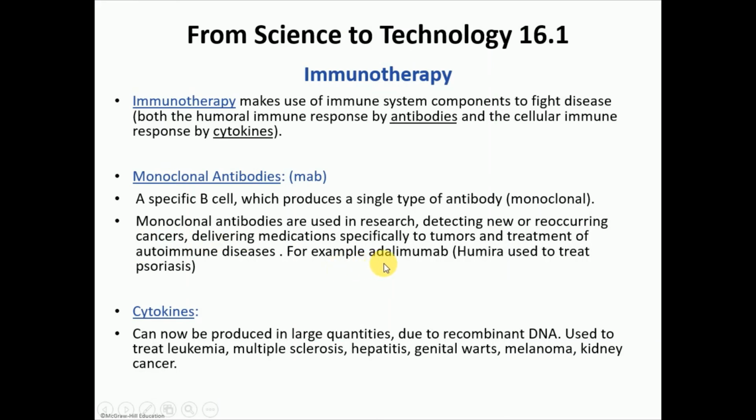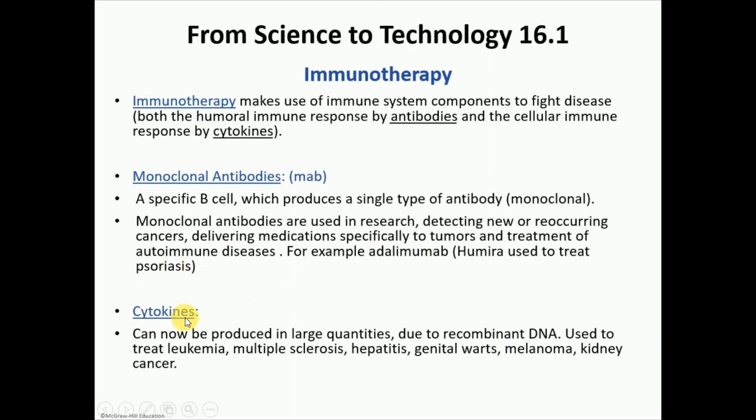For example, Humira, which is adalimumab. The mAb means monoclonal antibody. So any pharmaceutical agent out there that ends with mAb is made using this technology of monoclonal antibodies.